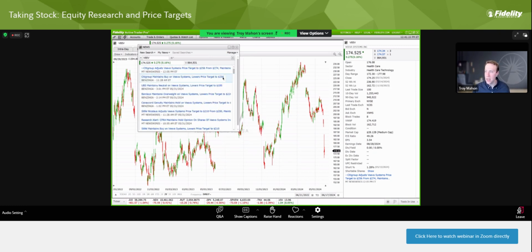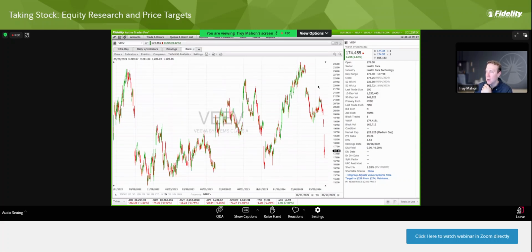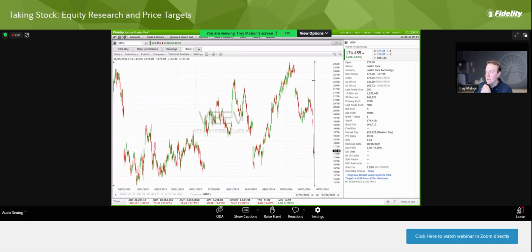If we look at the most recent headlines, we'll see, okay, Citigroup adjusts Veeva Systems to 256 from 274, maintains buy rating. Okay, I'm looking at the stock. The stock is at 174 right now. They lowered their price target, but they're still bullish. What is that telling me? That doesn't really help me now when I look at the stock. And if I already have it, maybe we bought the stock in the mid 200s or the low 200s. Stock's at 174 now. That hurts.